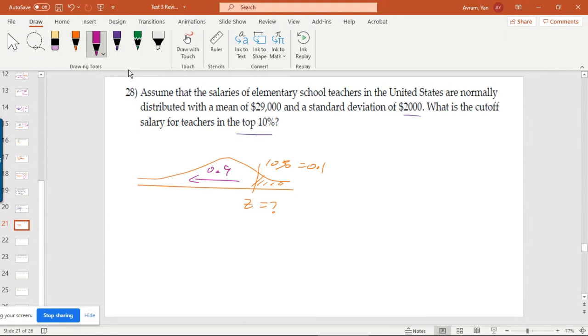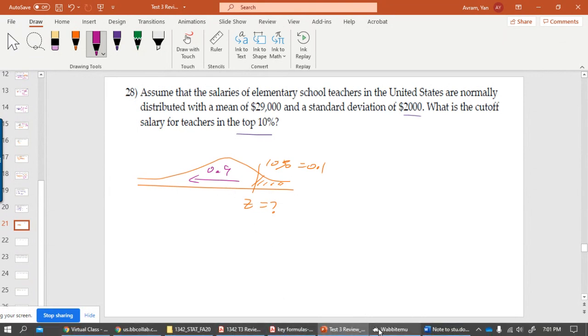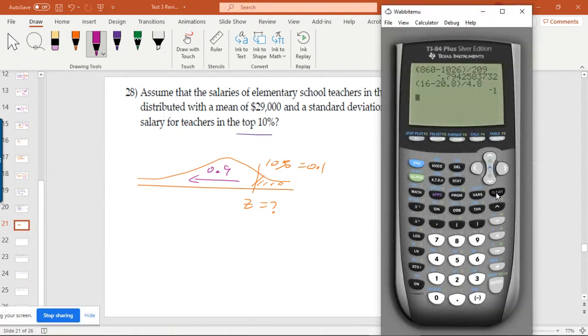So area to the left here will be 1 minus area to the right. So your area to the left here should be 0.9. So when you go to read this z-score, you will need to use the 0.9, otherwise you're going to get a negative z-score. Okay, so second bars, using the inverse norm, type a 0.9 in here, and you can find a z-score. So that's 1.28.